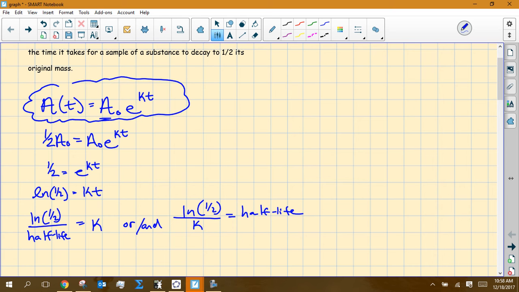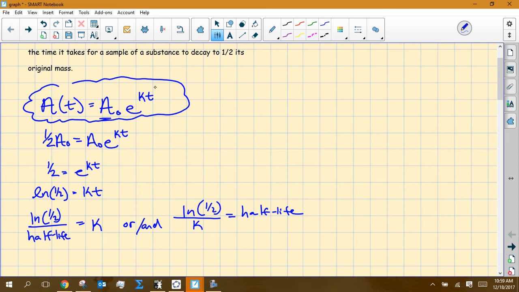Okay, and because we're decaying, we're going to find that the growth rate is negative. But k is found this way. If they give me the half-life, I can find that growth rate by this little formula. Or if they give me the rate and I need to find the half-life, I can use this little formula. So it's a really nice set of things to look at and use.